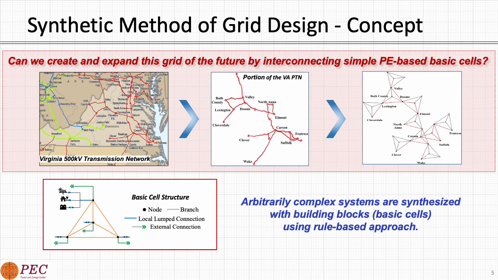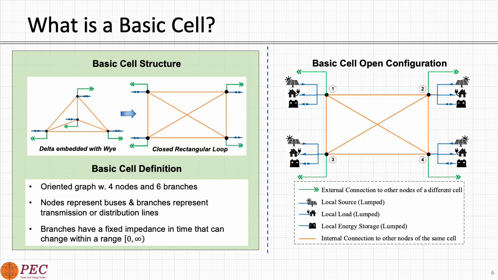And that is precisely the idea of the synthetic method, that we can create arbitrarily complex systems by interconnecting building blocks termed basic cells using rule-based approach. So what do I mean by a basic cell? The basic cell structure is shown on the left side. It is a delta embedded with Y, which is equivalent to a closed rectangular loop. And so both these structures are graph isomorphs of each other.